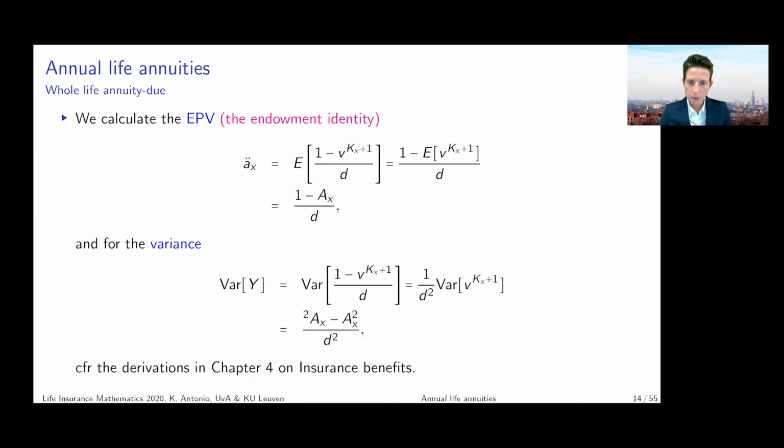What about the variance? Same story. You've got your random variable Y. The random variable Y is a transformation of the random variable K_x. So you're going to recycle the formulas from chapter 4 to come up with the variance of your present value random variable.